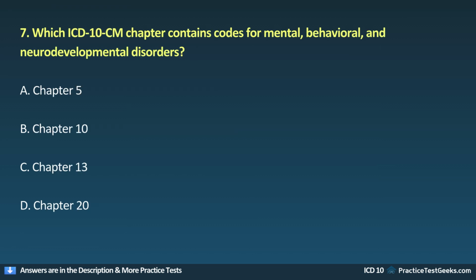7. Which ICD-10-CM chapter contains codes for mental, behavioral, and neurodevelopmental disorders? A. Chapter 5. B. Chapter 10. C. Chapter 13. D. Chapter 20.